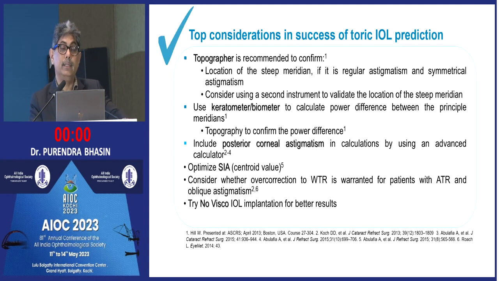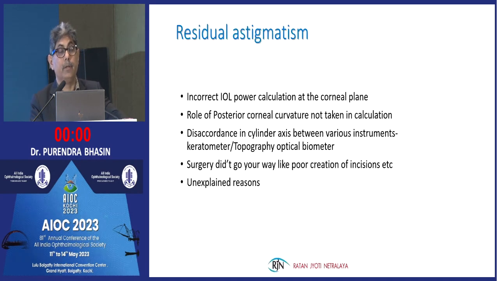The top consideration in success of toric IOL prediction is the use of a topographer, and use of a keratometer and biometer to calculate the power difference between the principal meridians. Include posterior corneal astigmatism in the calculation by using an advanced calculator to avoid any surprises. Optimize the SIA, surgically induced astigmatism. Consider whether overcorrection to with-the-rule astigmatism is warranted for patients with against-the-rule and oblique astigmatism. Try no visco IOL implantation for better results.